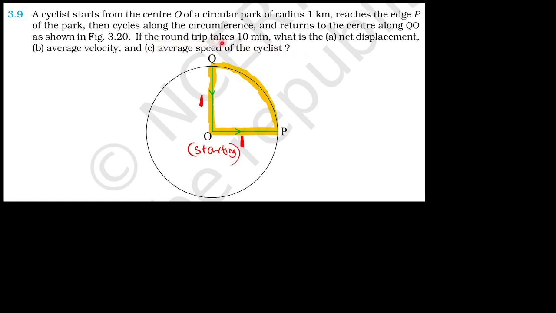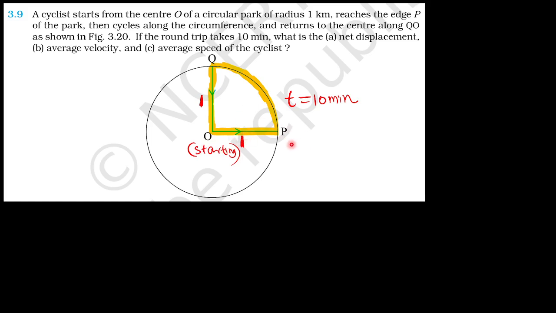If the round trip takes 10 minutes, the time taken for this entire journey is 10 minutes. Find the net displacement, average velocity, and average speed of the cyclist. This is the question. What is the net displacement? Anybody? Aryan, Deva, Rakshana, Suraj, Aaron, please tell me.